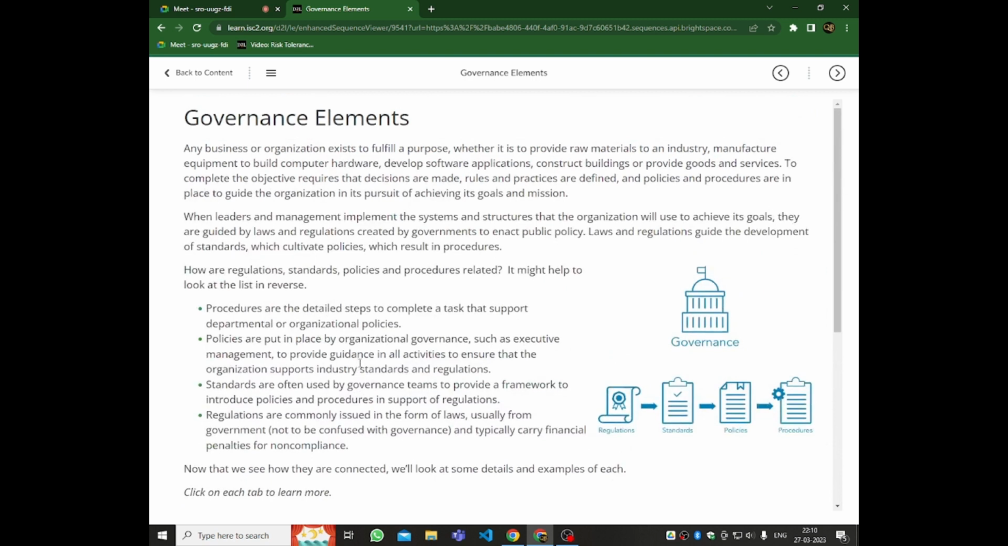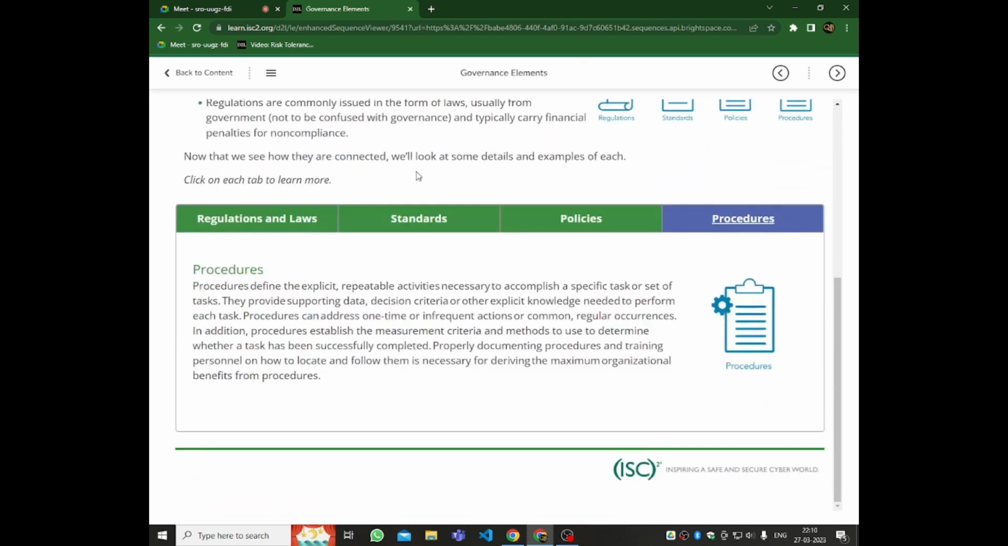So, that covers the governance elements. It's divided into four parts. The first one is regulations and rules, standards, policies, and procedures.